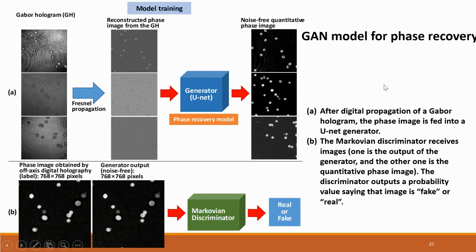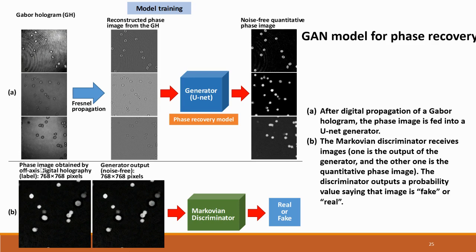So A shows that after digital propagation of the Gabor hologram, the phase image is fed into a UNet generator. In B, we see the Markovian discriminator, which is a patch GAN. What it does is divide one image into patches, and then it compares the distribution of each patch to the patches of the other image, and then provides us a fake or real decision.